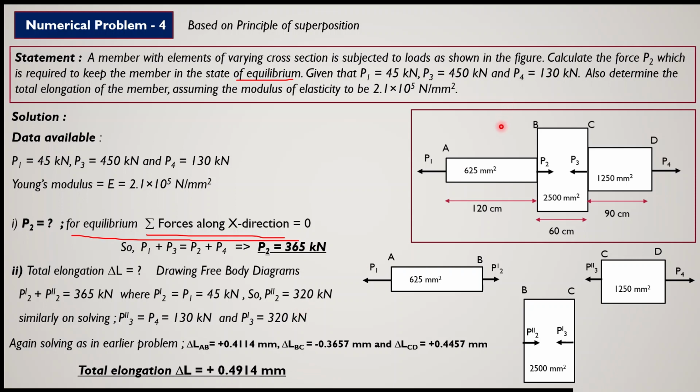Positive means net extension, an increase in length of the whole member. So at the end it will increase by 0.4914 millimeter. So this is the third, or you can say fourth, type of problem where we have used the principle of superposition.